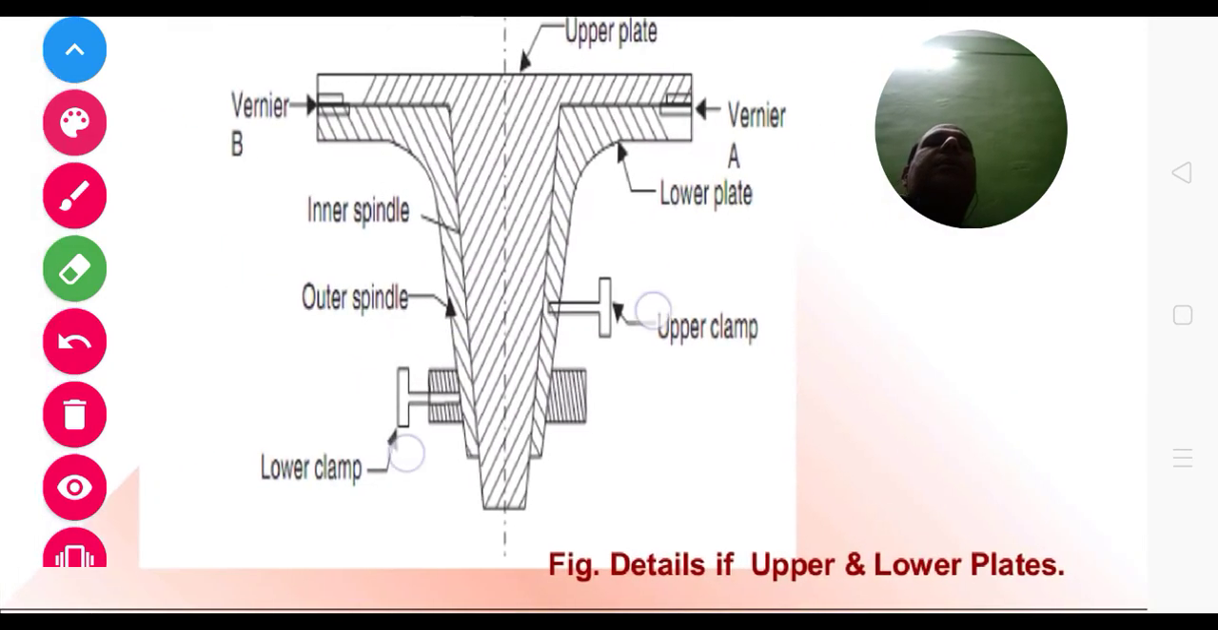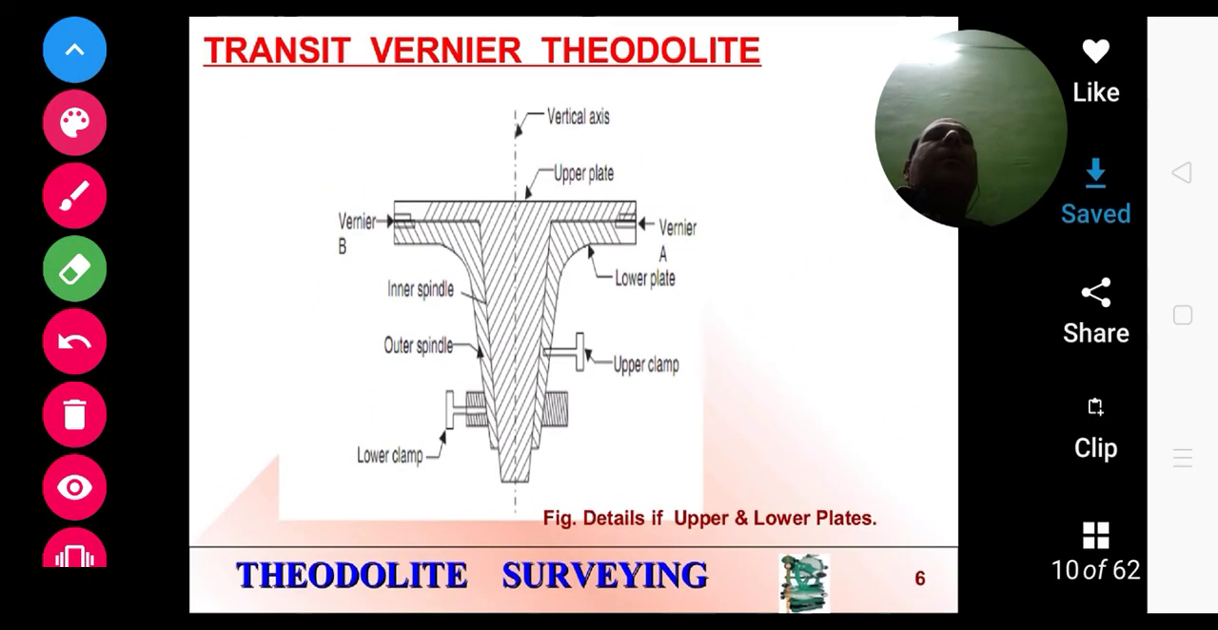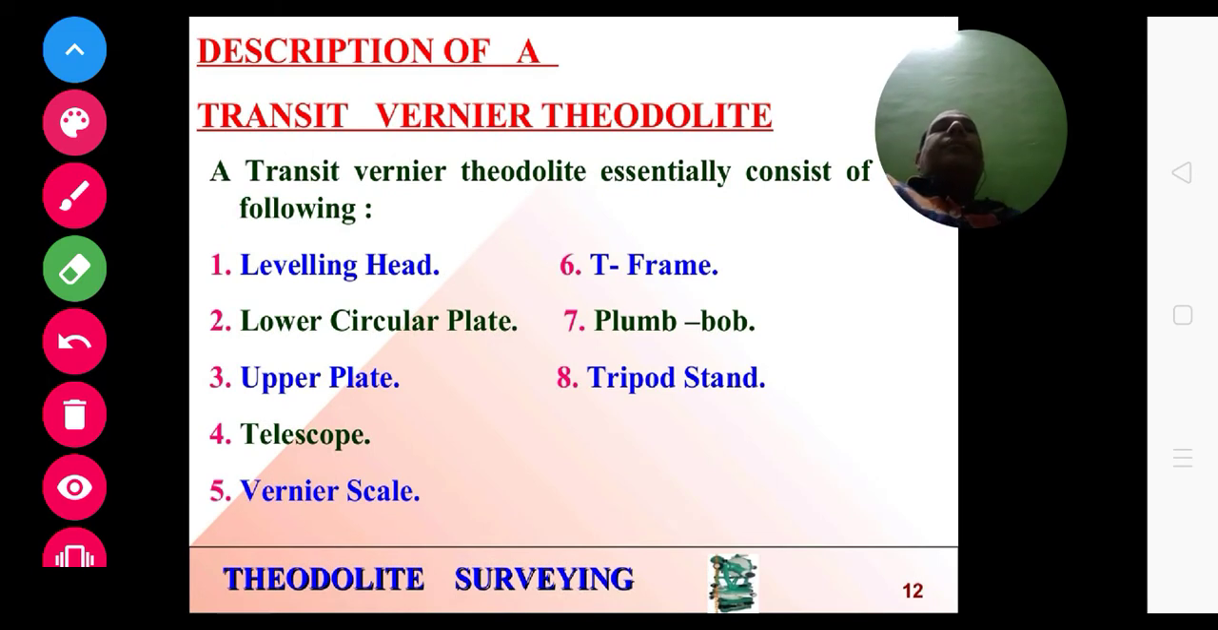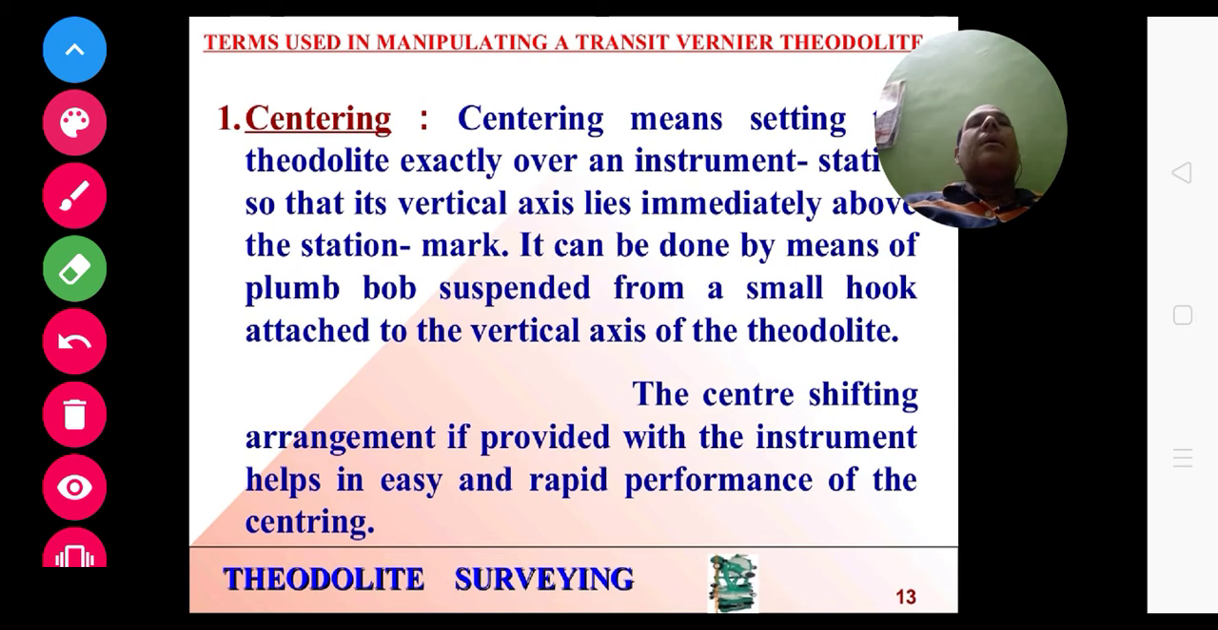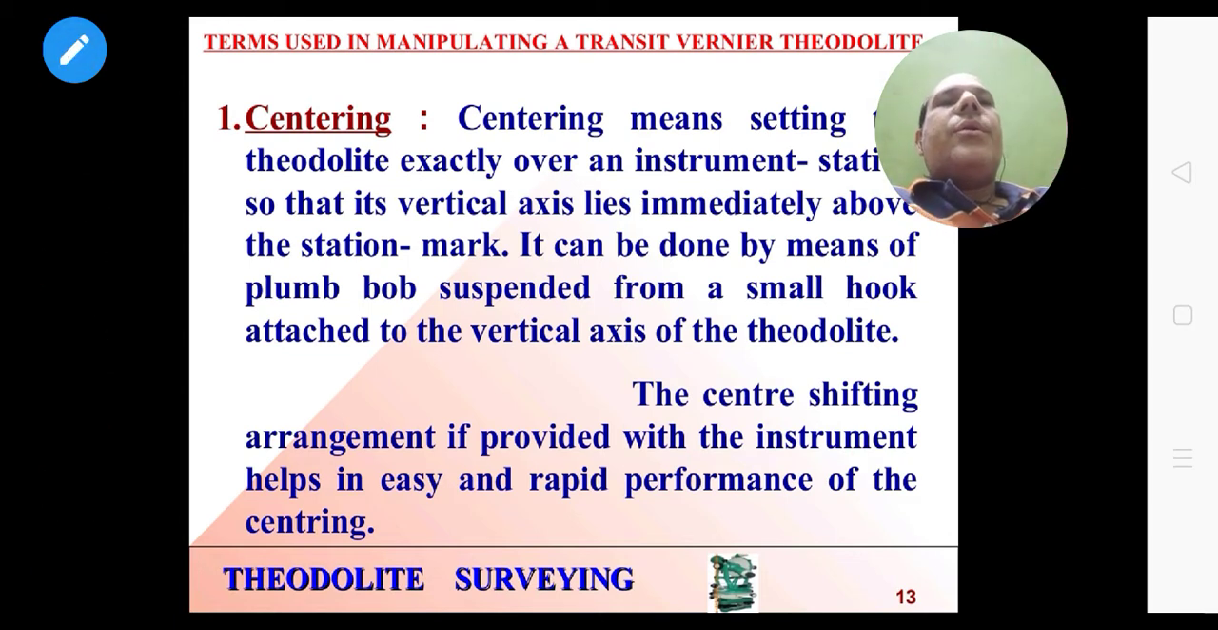Now this is one of the figures of component parts of theodolite. The different component parts of theodolite are, as we have seen in the classroom also: leveling head, lower circular plate, upper plate, telescope, vernier, U-frame, plumb bob and tripod stand. The term which is used while using the theodolite is centering, that is with the help of plumb bob or with the help of the optical plummet sight of your theodolite, you can use the theodolite.